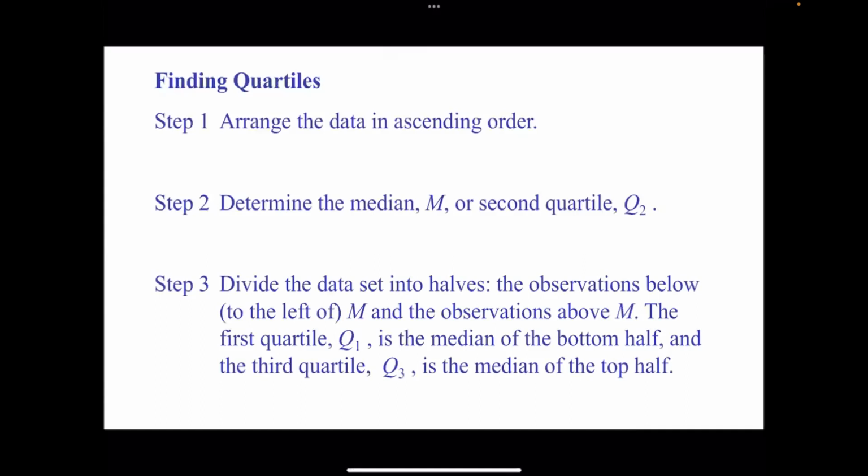Next. What you're going to do is basically find the median of the bottom 50%, and that'll be Q1. And then you find the median of the top 50%, and that'll be Q3. And it's going to make much more sense once we do it. You're just finding the center of the bottom part below your median and the center of the top part above your median.